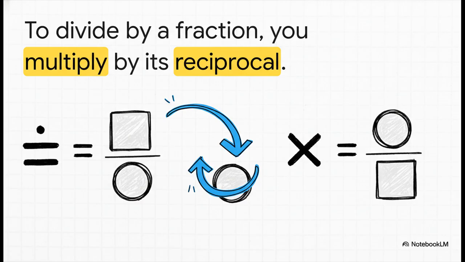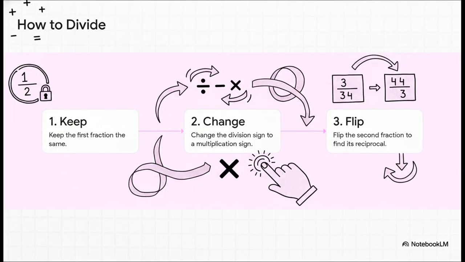And how do we do that? We use something called the reciprocal, which is just a fancy way of saying you flip the second fraction upside down. And this is the whole process right here. It's like a simple three-step dance. You keep the first fraction exactly the way it is. You change the division sign to a multiplication sign. And you flip the second fraction over. That's it. Keep, change, flip. Just lock that into your memory.